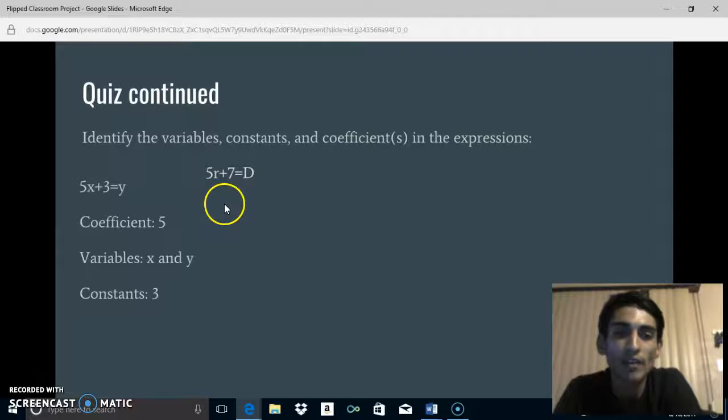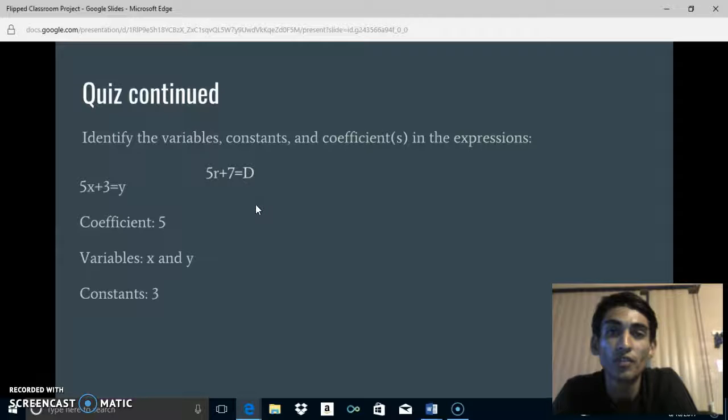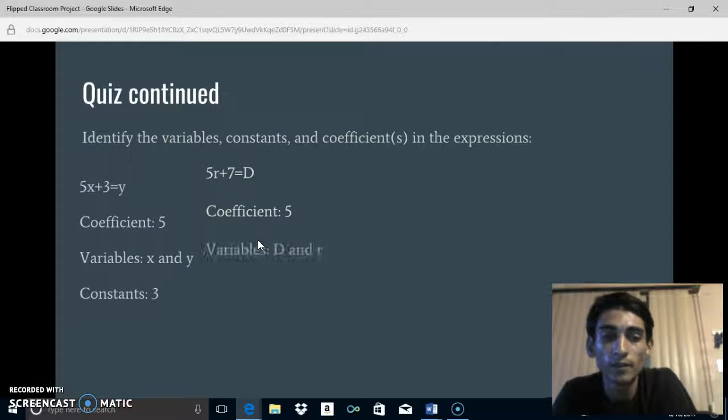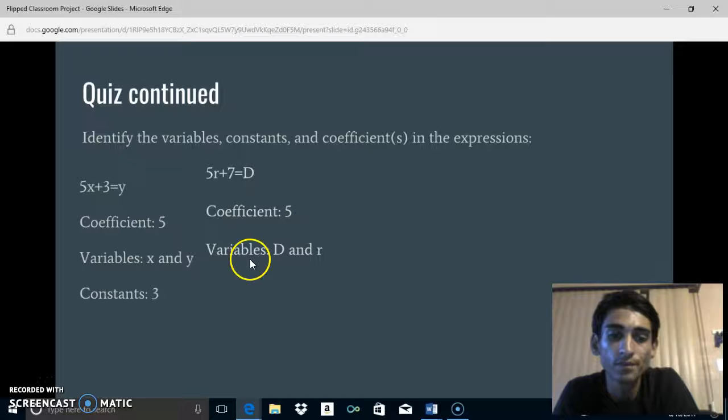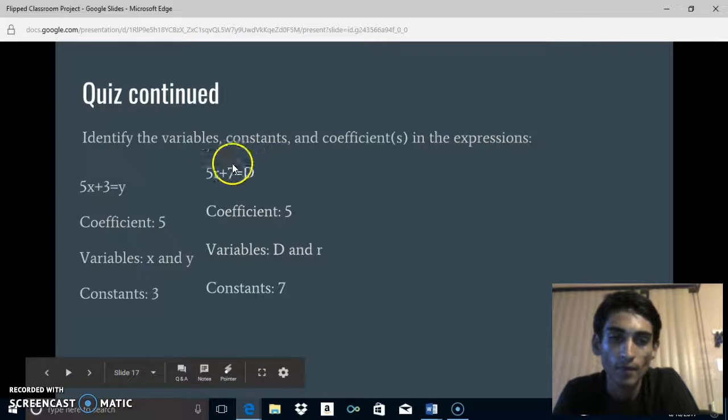Let's go ahead and take a look at another example. We have 5r plus 7 is equal to d. Go ahead and pause the video and see if you can figure this out. So, we see that our coefficient is 5. Our variables are d and r. And our constant is 7.